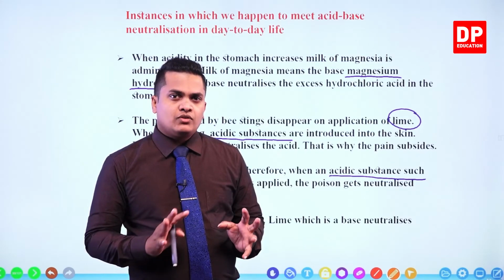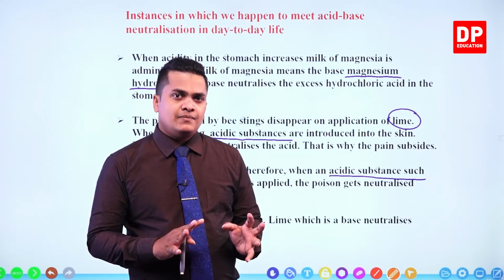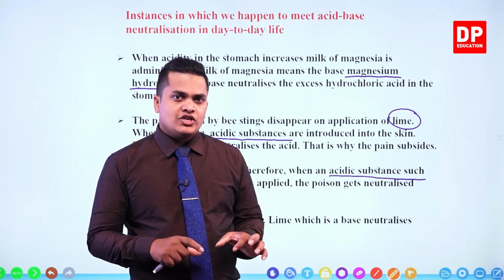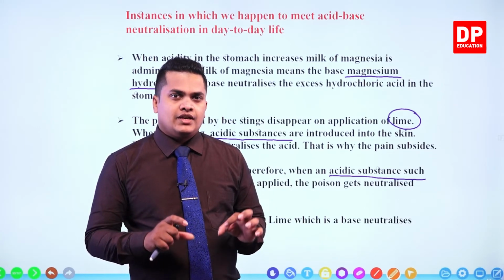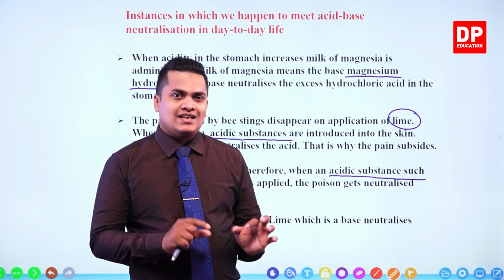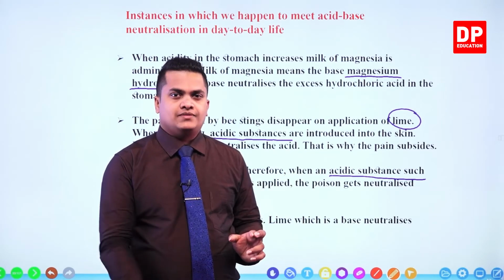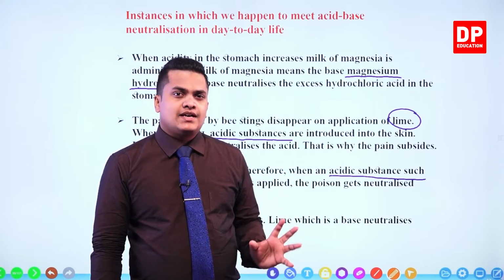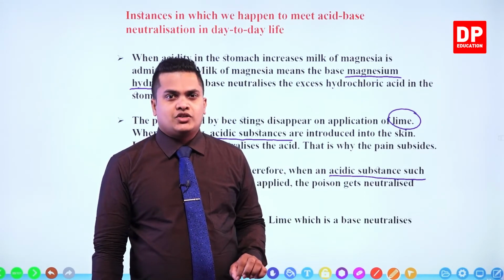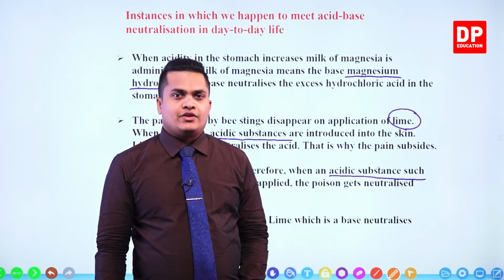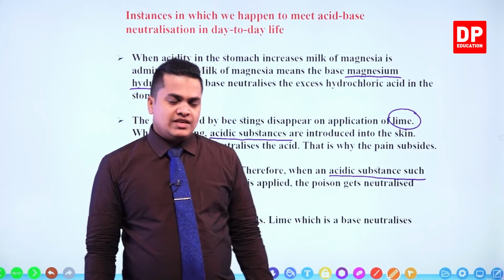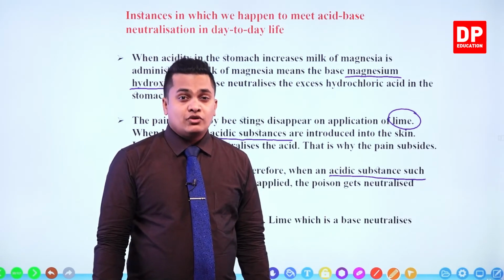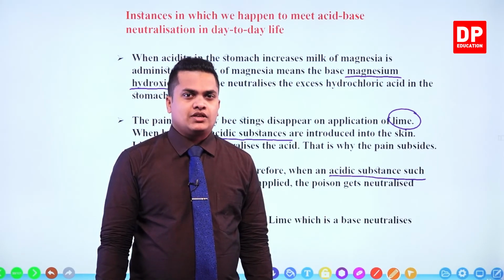So how could we reduce the acidity level? Because when you add a base like ash or quicklime, it neutralizes the acid present in the soil. So this is an example where we use neutralization reactions in our day-to-day life activities. These are the examples of day-to-day activities involving neutralization reactions, my dear children.